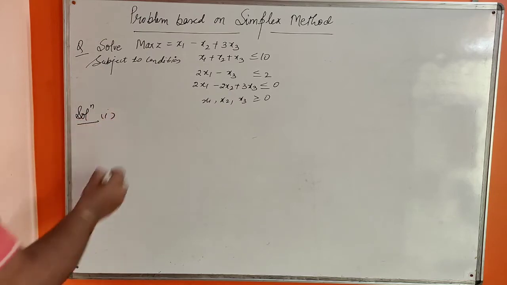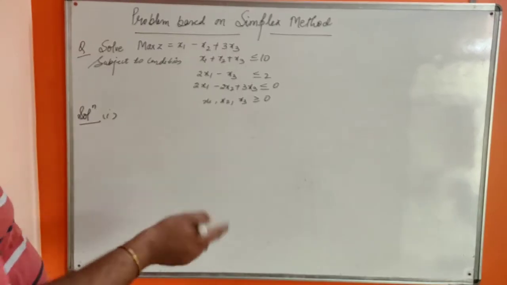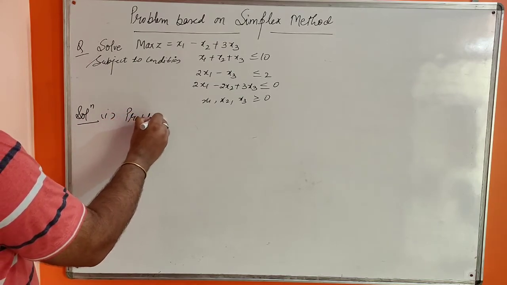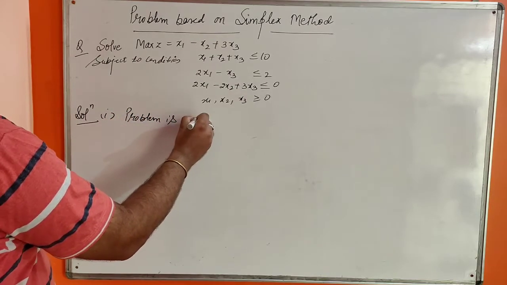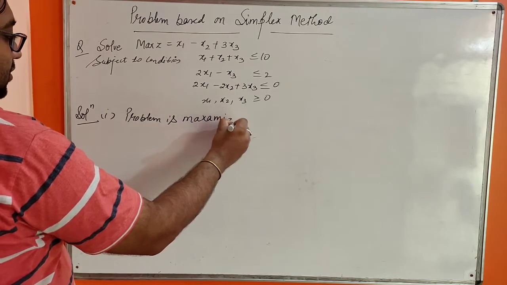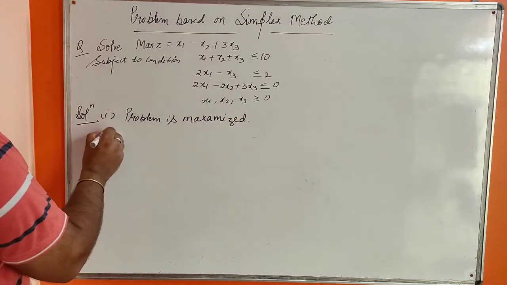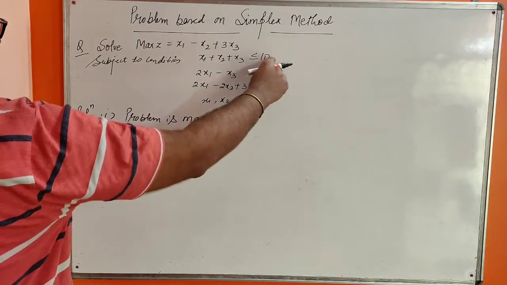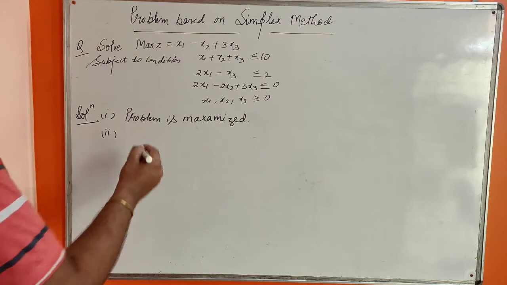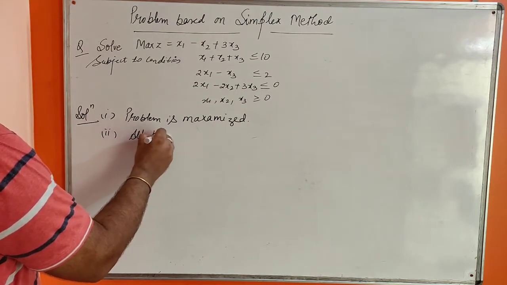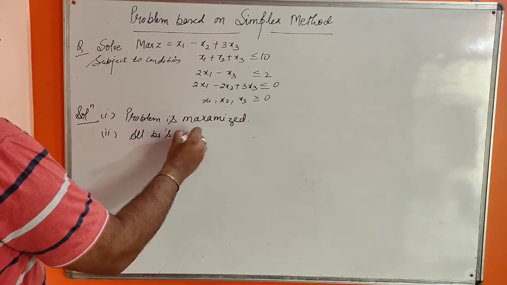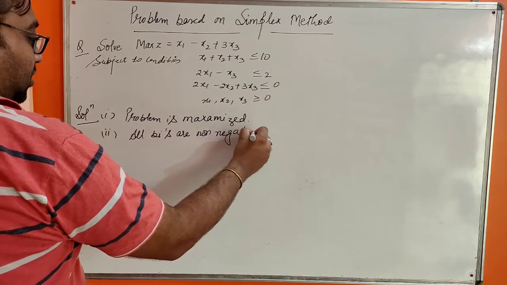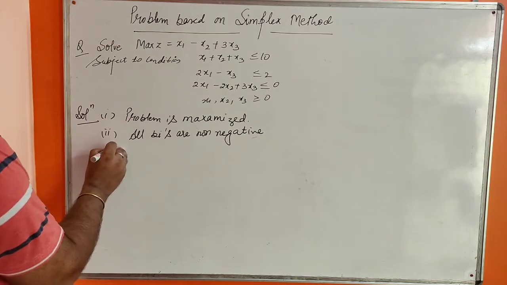The first step is that the problem should be maximized. So the problem is maximized. The second step is all bi's should be positive. These are the bi's: 10, 2, 0. So all bi's are positive or non-negative.